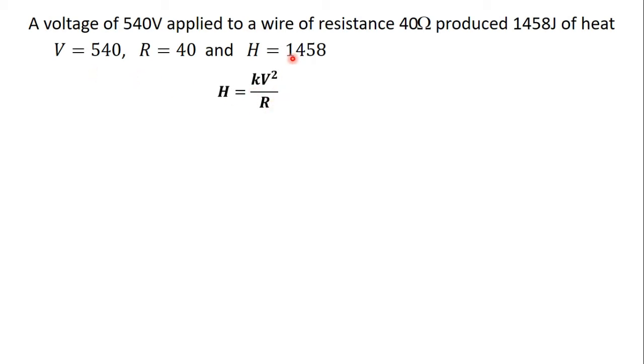The expression we have is H is equal to KV squared divided by R. So it means that we can replace H with 1458, replace V with 540, and we replace R with 40. That will help us to find the value of K. So we have H, which is 1458, is equal to K times V, which is 540, so 540 squared divided by R, which is 40. So we are going to simplify this. 540 squared will give us 291600.